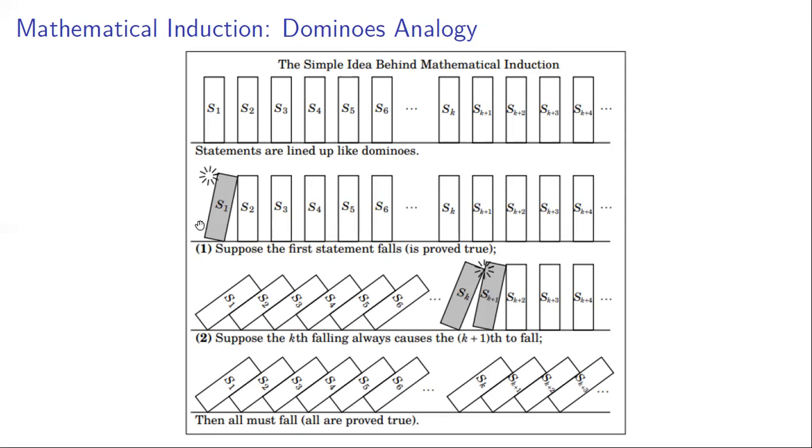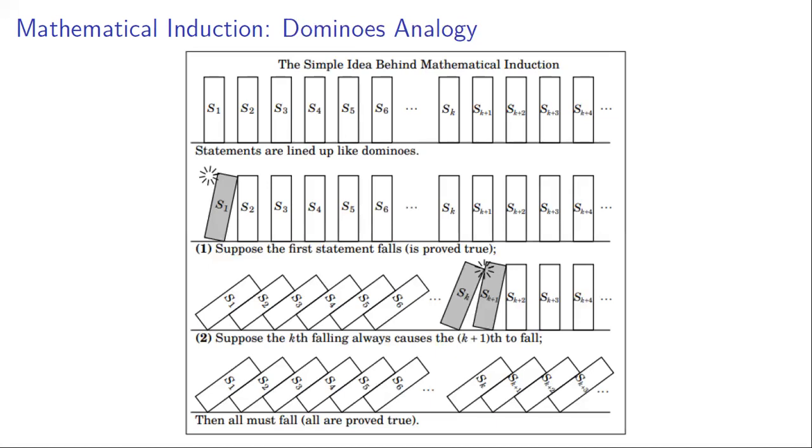Again, why? Because we know the first one falls. So if the first one falls, then the second one has to fall, because whenever domino number k falls, then domino number k plus 1 also has to fall. So if S1 falls, then S2 has to fall too. But if S2 falls, then by the same reasoning, S3 also has to fall. But if S3 falls, then by the same reasoning, S4 has to fall. And we can keep chaining this reasoning again and again. So this proves that all dominoes have to fall.